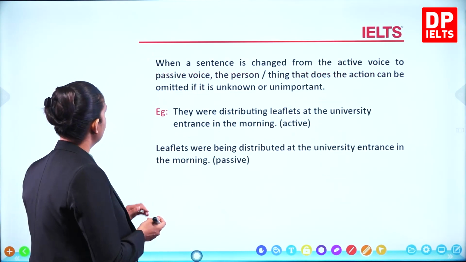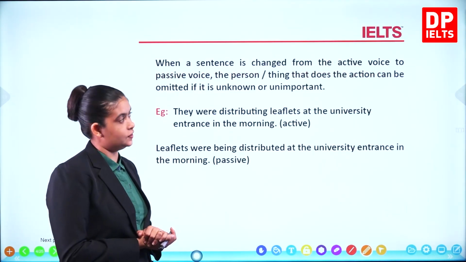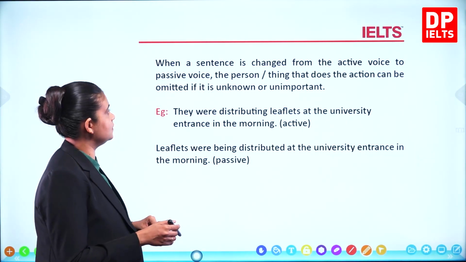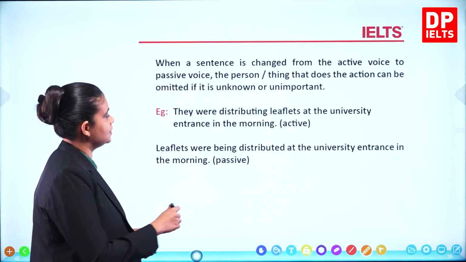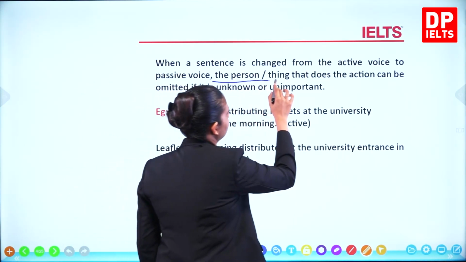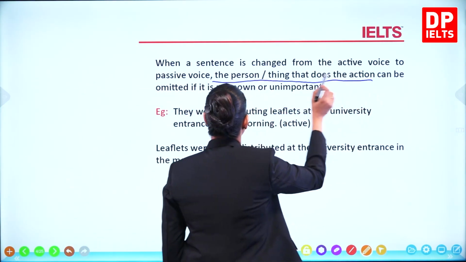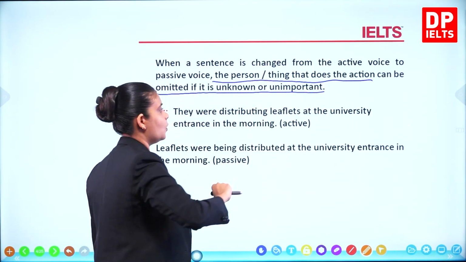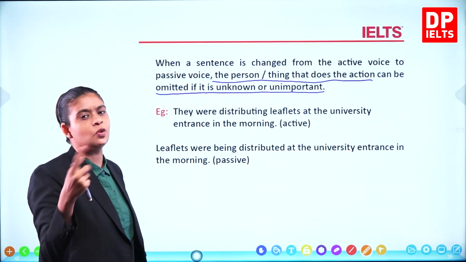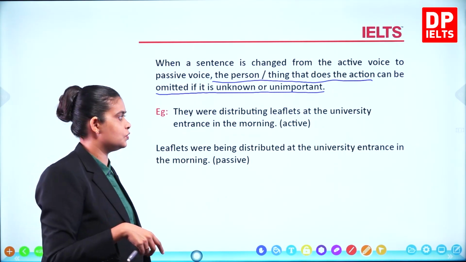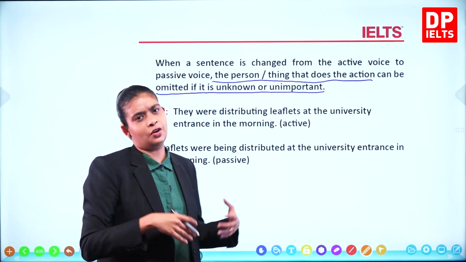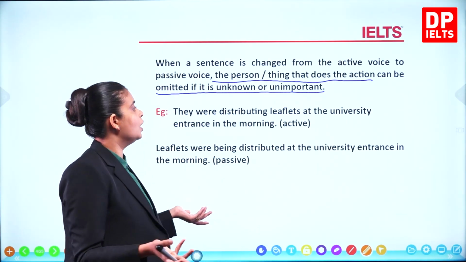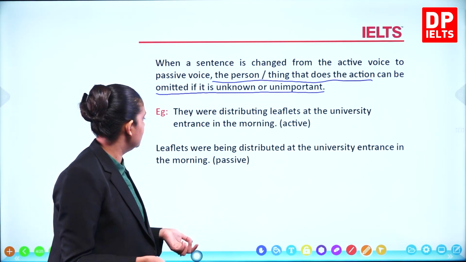Alright, let's have a look at the next bit. When a sentence is changed from the active voice to the passive voice, the person or the thing that does the action can be omitted if it is known or unimportant. So the same thing as I taught you in the before lesson also. If you think it is not known, or if it's not important, or if it's obvious, you don't need to put it, right?